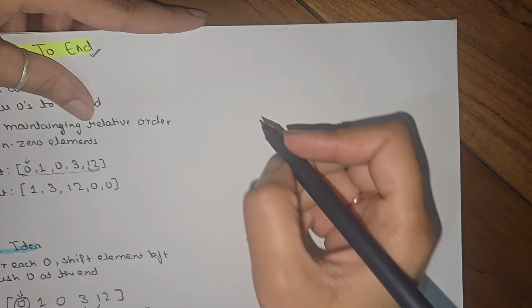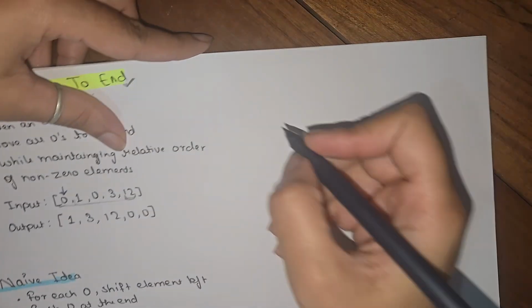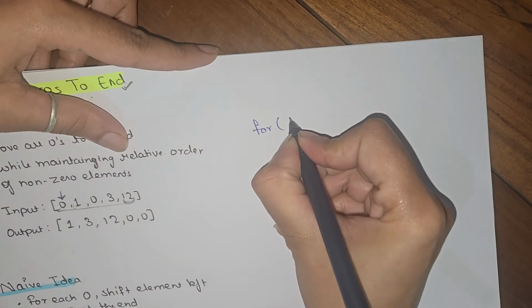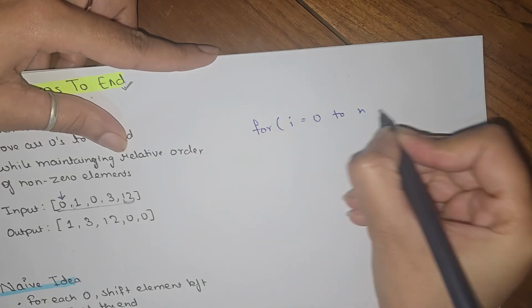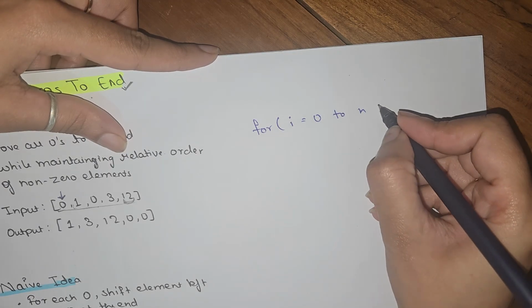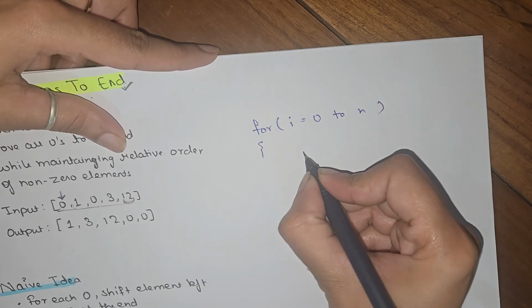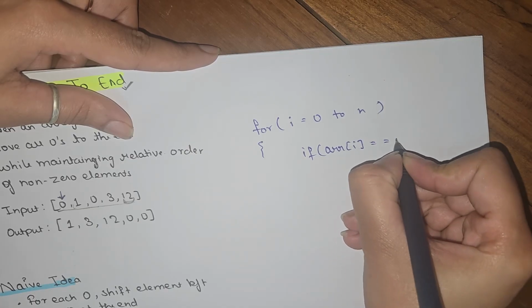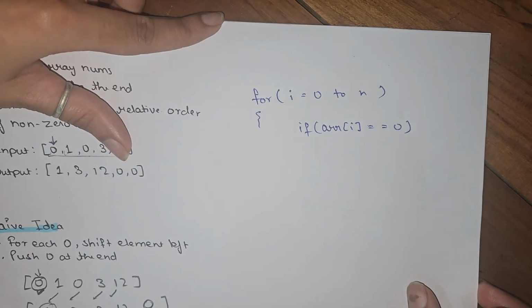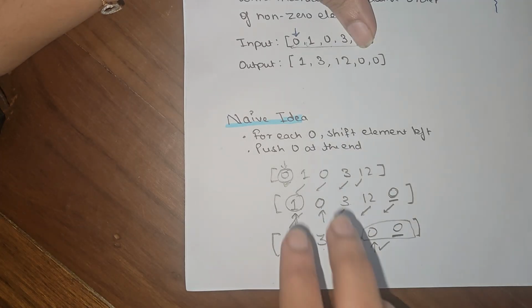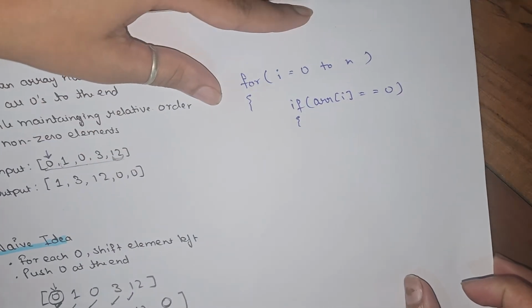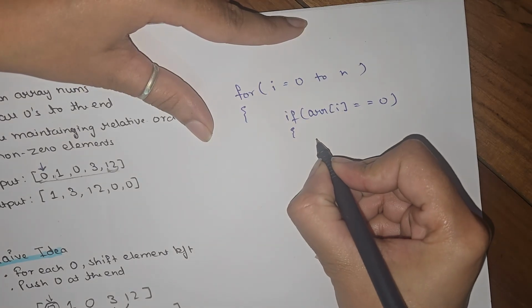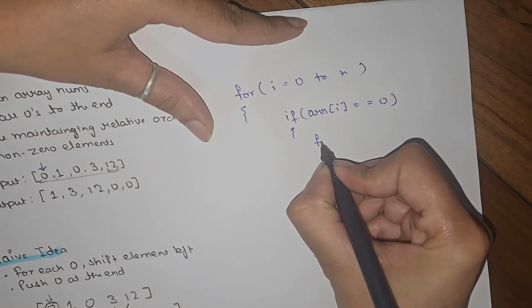So for the naive solution, we are looking at the left part of the array. We will place one loop, which will be i equals 0 to n. We can write this in any language. This is the first loop and we will see if the current array element, which is at i, is equal to 0. In that case, we need to perform some operation. What is that operation? It is constant shifting to the left. We can also do this by swapping the adjacent elements. So we will swap and push the 0 to the end. We will write a loop for that also.